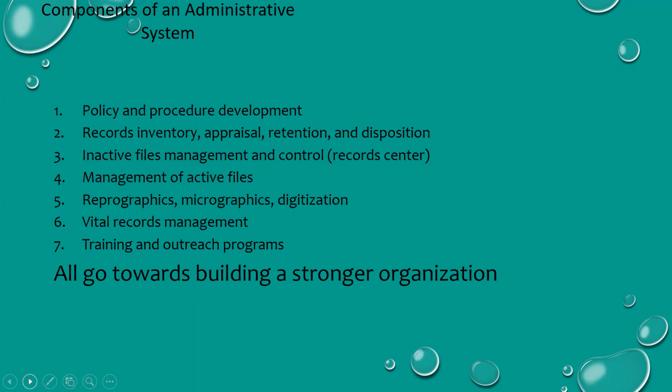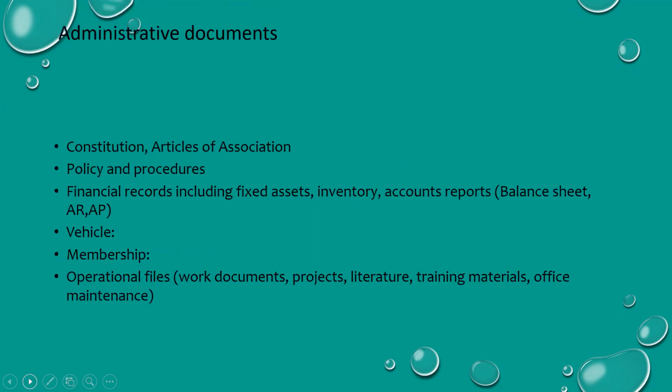And then of course vital records management includes quite a lot of things that are critical, particularly financial, but also reports pertaining to operations that are descriptive. And then you also have the issue of training and outreach in an administrative system, and succession planning is inherent in this. So all of these components go towards building a strong organization and towards having an organization that can be focused on its objectives and its purpose. Yes, Nadine?